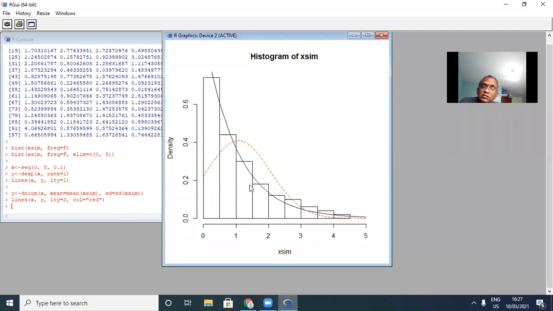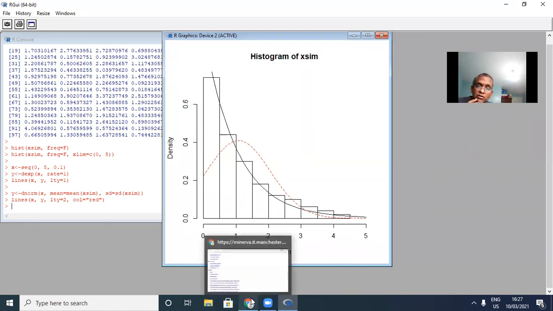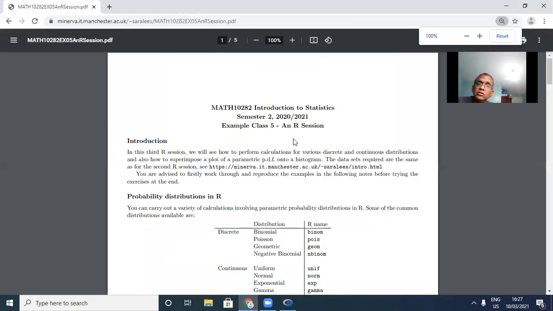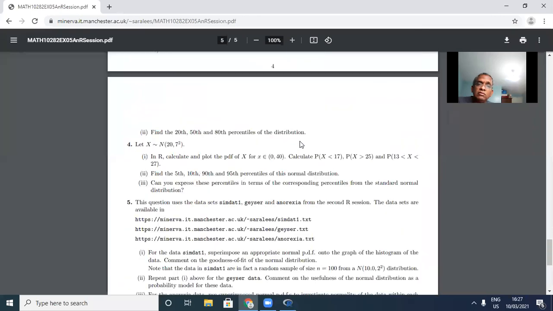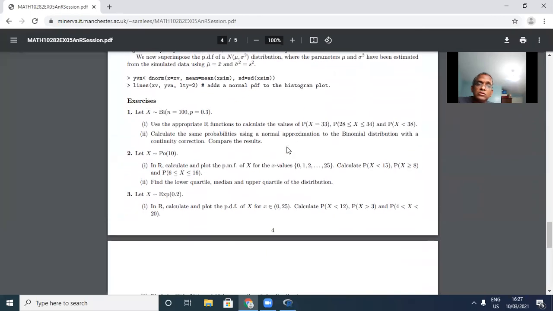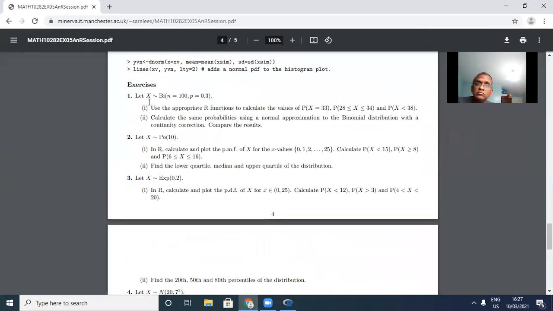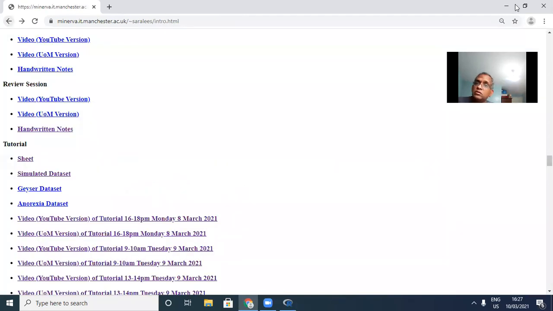Hello, guys. Are you okay with this or not? You fine? All right. So we are done with the tutorial. I'm going to go back to the tutorial sheet. This is the tutorial sheet, and there are 5 exercises. I will start with exercise 1, which is this one. I will show you how to do it.